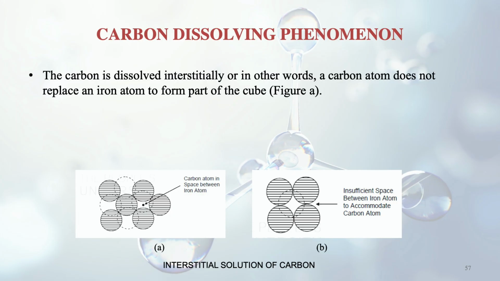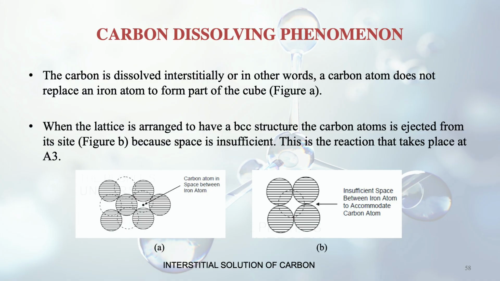Now we take up the carbon dissolving phenomenon. The carbon is dissolved interstitially, or in other words, a carbon atom does not replace an iron atom to form part of the cube. We know, as we have discussed earlier, that the carbon atom is smaller in size than the iron atom, so it sits in the interstitial space.